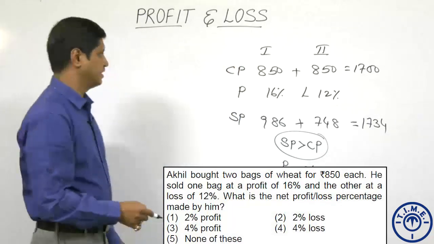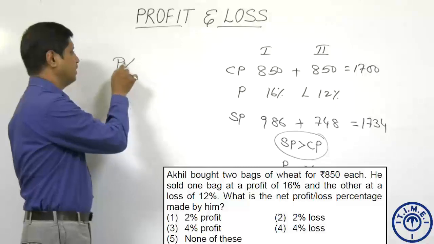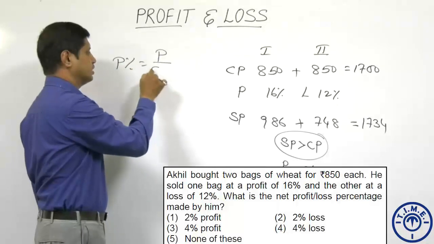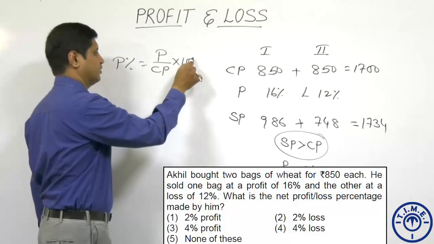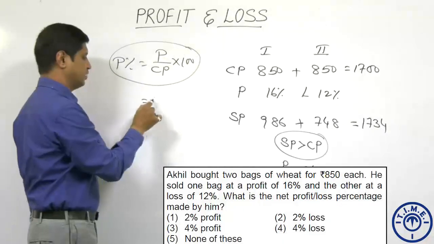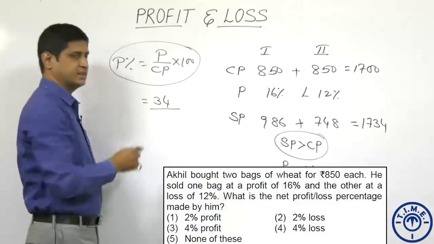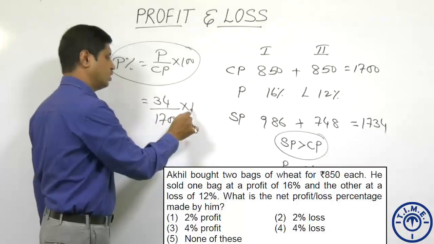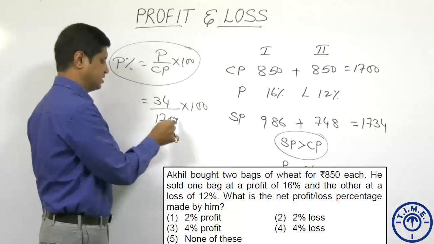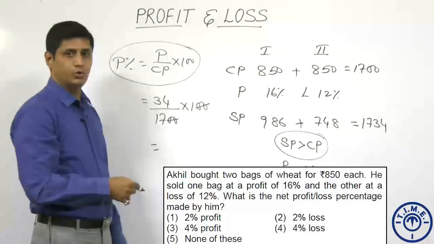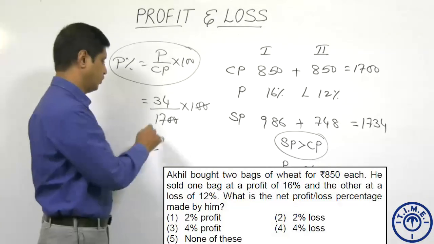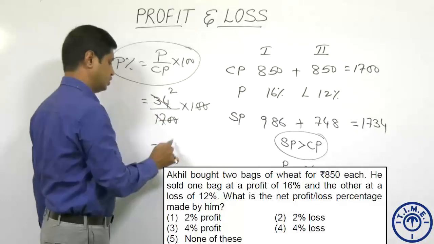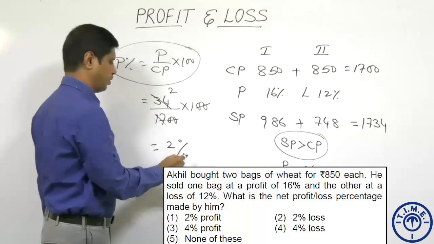What is the profit percentage? Percentage of profit means profit by cost price into 100. So what is the value of profit? 34. Now the cost price is 1700. 34 by 1700 into 100. Solving this, the zeros we can cancel. 2 times 17 is 34. Now what is the percentage? 2% is the profit percent.